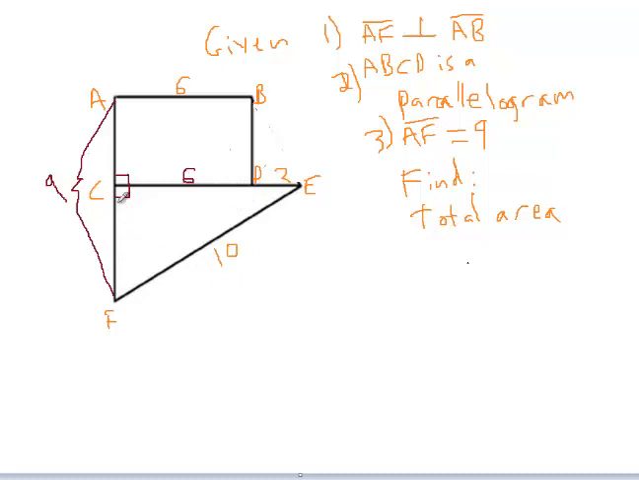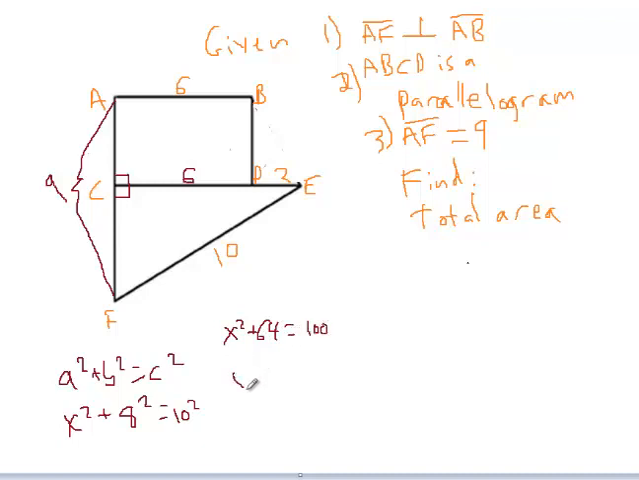So if we want to figure out CF, which will definitely help us, we need to use the Pythagorean Theorem. And the Pythagorean Theorem is a squared plus b squared equals c squared. In this case, let's call this side x because we don't know what it is. x squared plus b squared, this side is 6 plus 2 is 8, equals 10 squared. And this gives us x squared plus 64 equals 100. Subtract 64 from each side, and we have x squared equals 36.